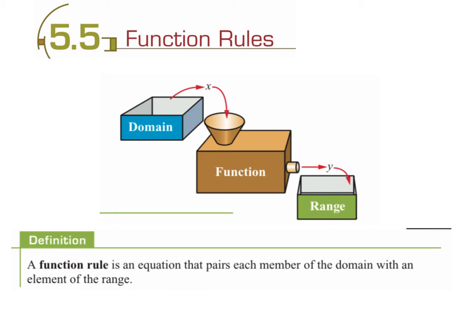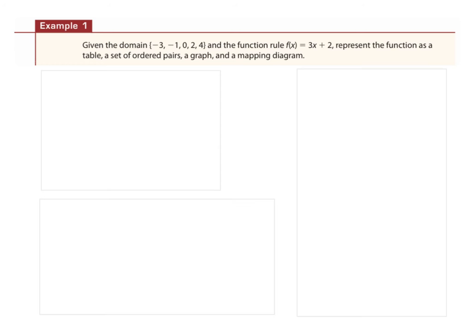All right, so a function rule then is an equation that pairs each member of the domain with an element of the range. The rules that you have seen look like example 1 here. They gave us a domain, -3, -1, 0, 2, and 4. The function rule is this right here, f of x equals 3x plus 2. What is that telling me? Well, if I put an x in, in order to get my output, I need to multiply that x by 3, and then I need to add 2, and I will get the output.